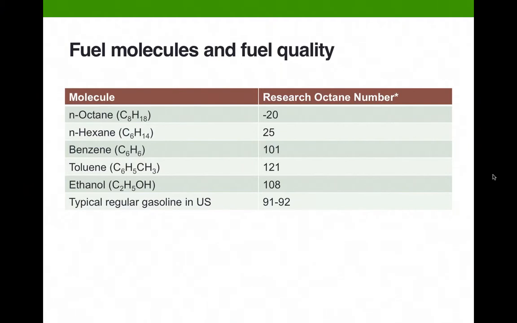So why is this important for fuels? Well, I think everyone has seen when you go to the gas pump, you always have to choose what grade of gasoline you buy. And the difference in that grade is the octane number, and there are different kinds of octane numbers. But basically, this is an indication of how well the fuel burns. Not how much energy is in it, but how well it burns as a fuel in your engines. And so what we see is that octane itself actually has a very low octane number, a research octane number in this case.